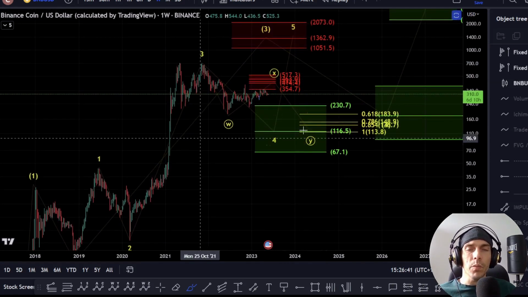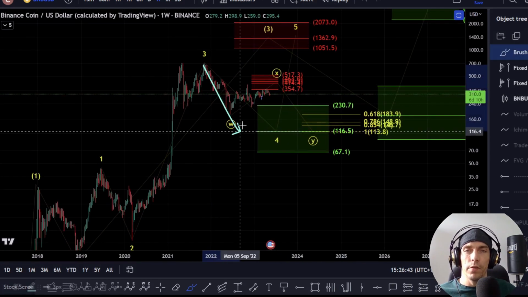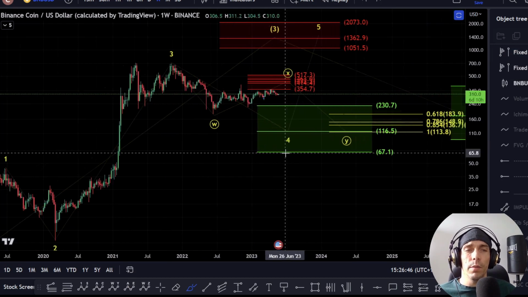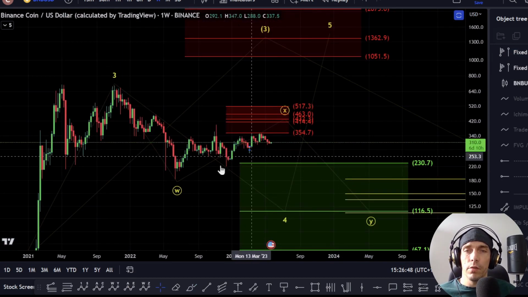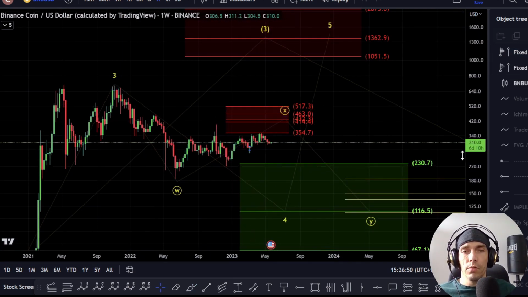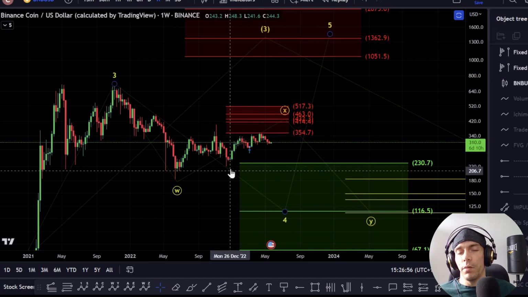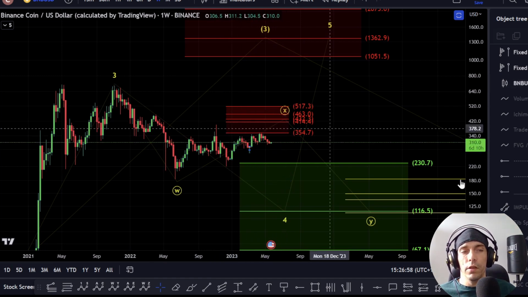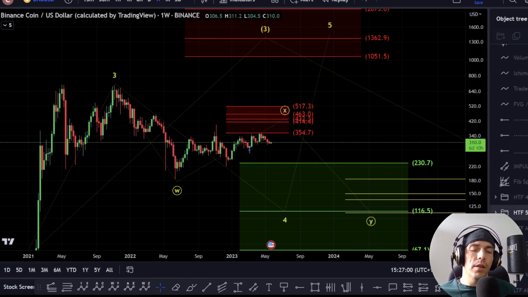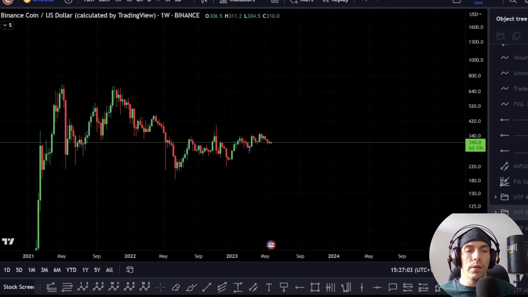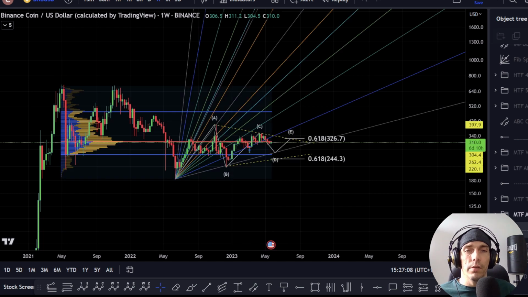Okay, so if we're arguing that we are looking at this as a WXY, there's a couple of ways we can look at this. So we could look at this in a three-wave move where we're looking for potential rejection here between this 517 to this 354. So we have technically come up into this 50%. What I'm looking for is the potential that there is still a little bit more to this. So we can either look at it as an X wave that's still developing, or what we need to be aware of is there is a way of actually counting this as a triangle.